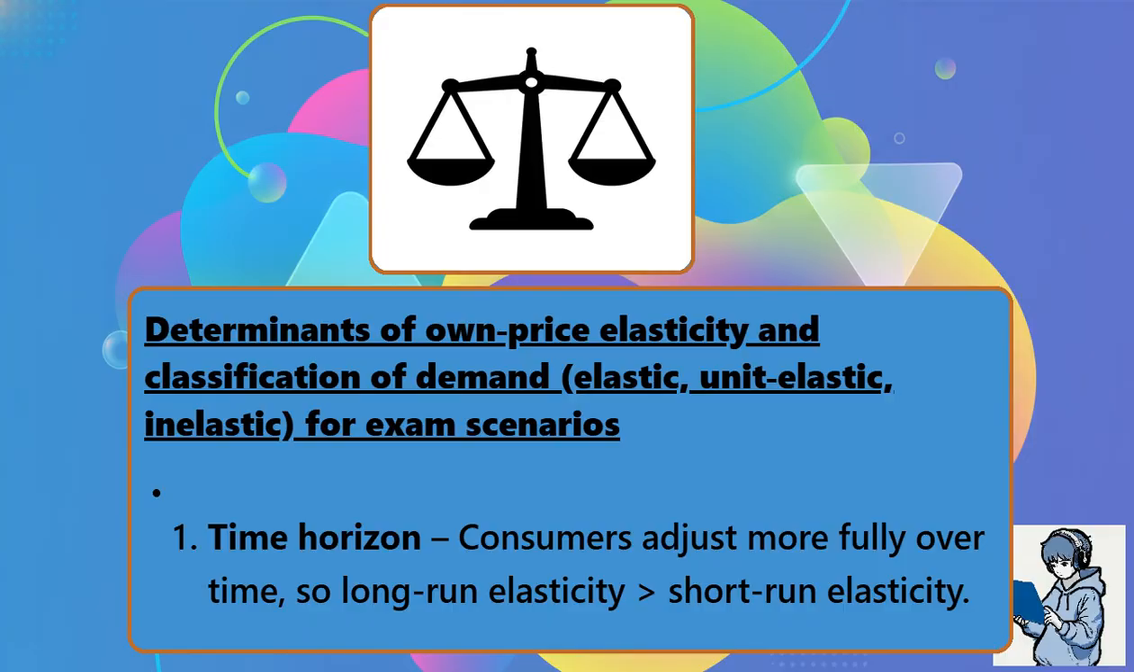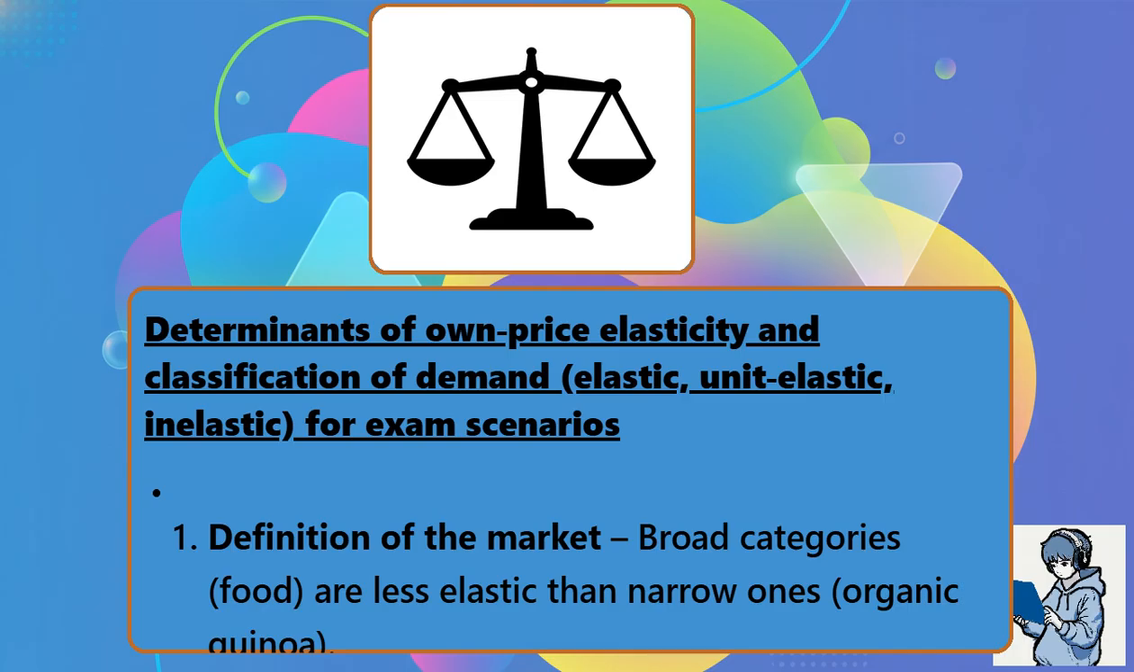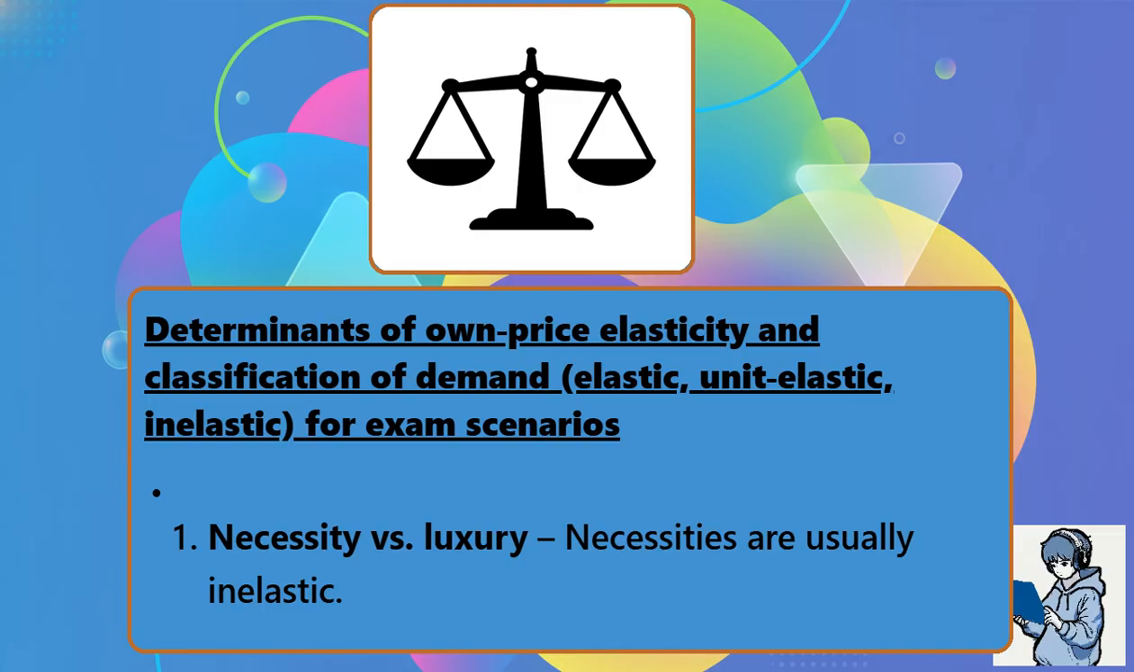Number 3, time horizon: consumers adjust more fully over time. So long-run elasticity is greater than short-run elasticity. Number 4, definition of the market: broad categories like food are less elastic than narrow ones like organic quinoa. Number 5, necessity versus luxury: necessities are usually inelastic.